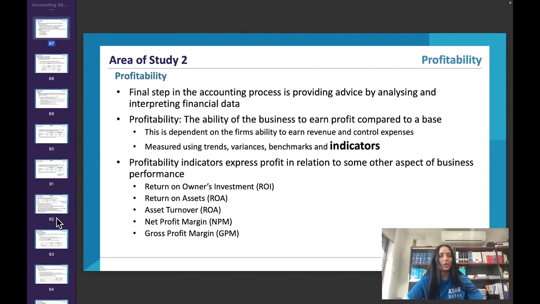And it's really, really important. We're about to go through the indicators, but I cannot stress enough how important it is that you memorize all of the indicators, all of the names, all of the formulas, and what each indicator shows, what situations we would use each indicator, all of that. Profitability indicators include return on owner's investment, return on assets, asset turnover, net profit margin, and gross profit margin. So you really need to know all of them.